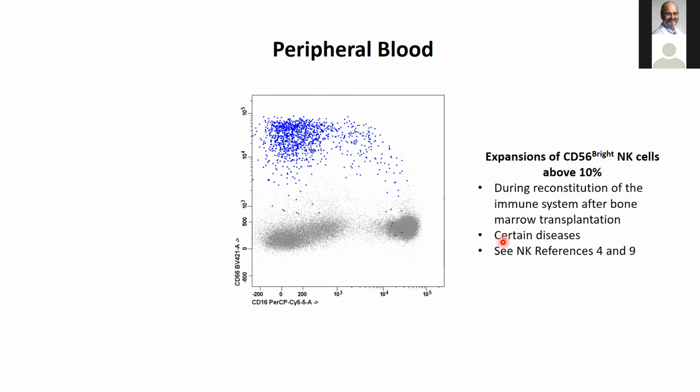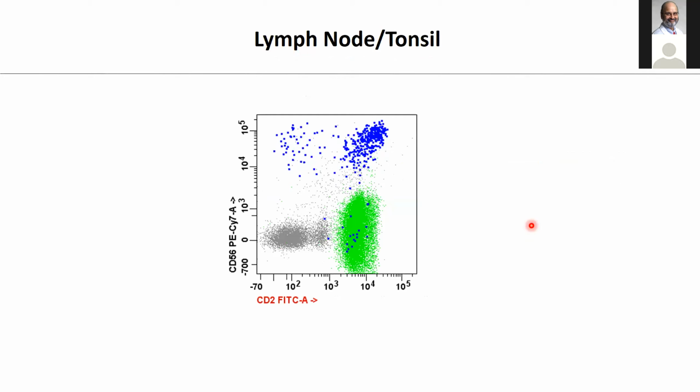There are also certain diseases that you'll see this kind of a shift in the NK cells associated with them. You can look at references 4 and 9, on a slide a couple of slides beyond this one, and they talk about some of those diseases where you'll see a shift in the proportions of NK cell subsets.